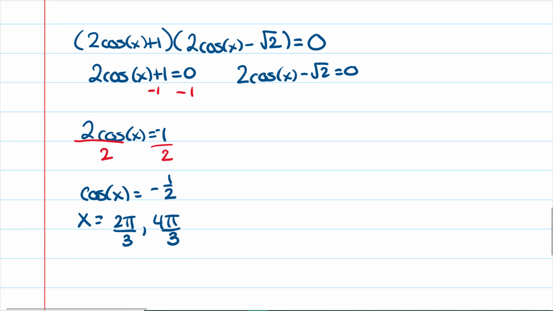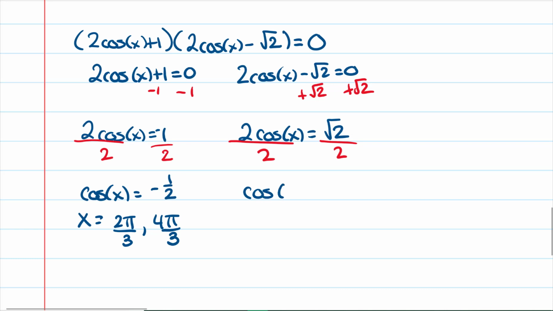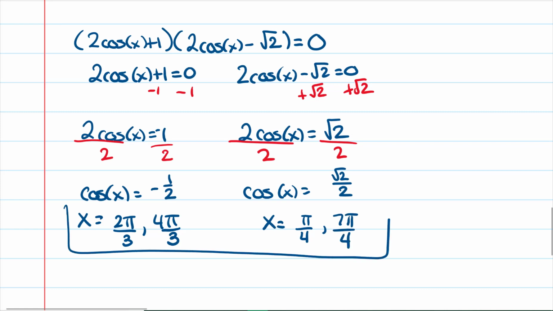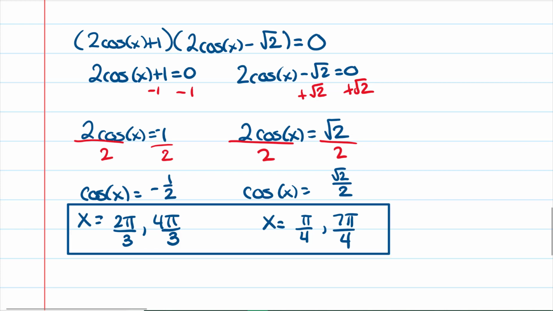Now we do the second one. So we add radical 2 to both sides, and we get 2 cosine of x is equal to radical 2. Divide both sides by 2, and you get cosine of x is equal to radical 2 over 2. And cosine of x is equal to radical 2 over 2 at pi over 4 and at 7 pi over 4. And you go ahead and box that, and those are all your answers.